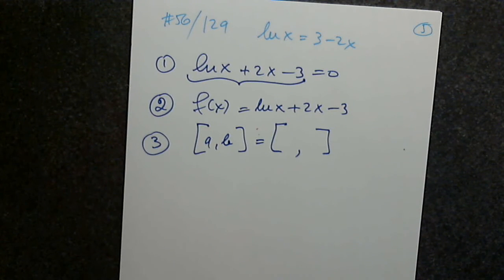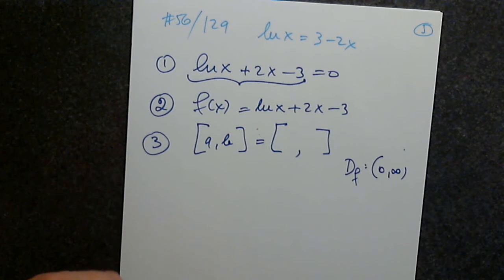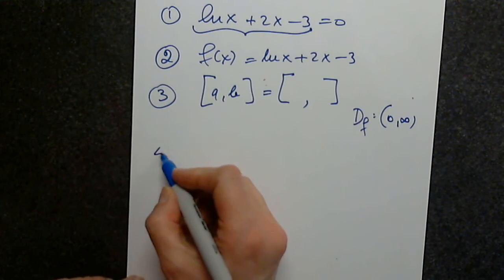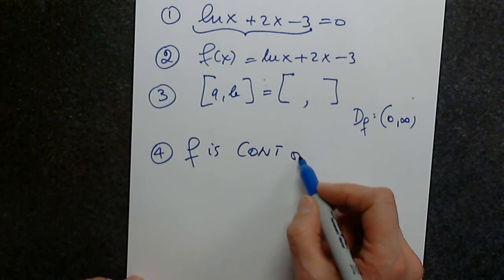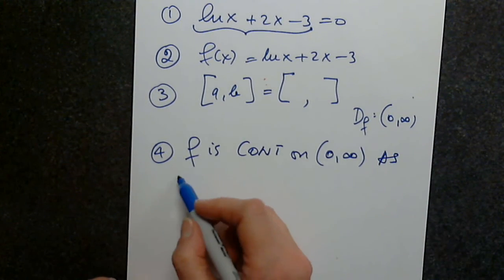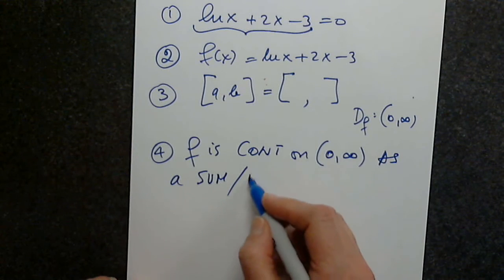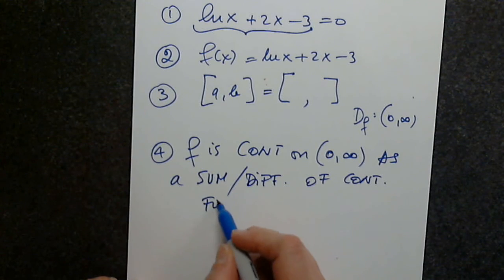What is the domain of natural log? Very good. So I have to be careful that the domain of function f is 0 to infinity. Not start looking at negative 4, because that would be a terrible mistake. The other thing that I need to write is that f is continuous on the interval 0 comma infinity as a sum or also difference of continuous functions.